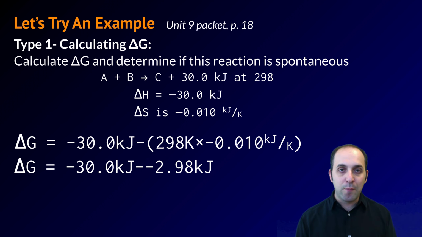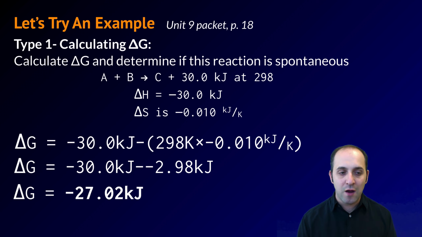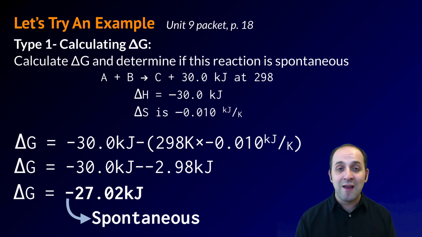Working this through, it winds up being negative 30.0 kilojoules minus a negative 2.98. And so we wind up with a free energy of negative 27.02 kilojoules. The negative sign means that this is a spontaneous process. Does that make sense? If you have any questions, write them down before we move on.